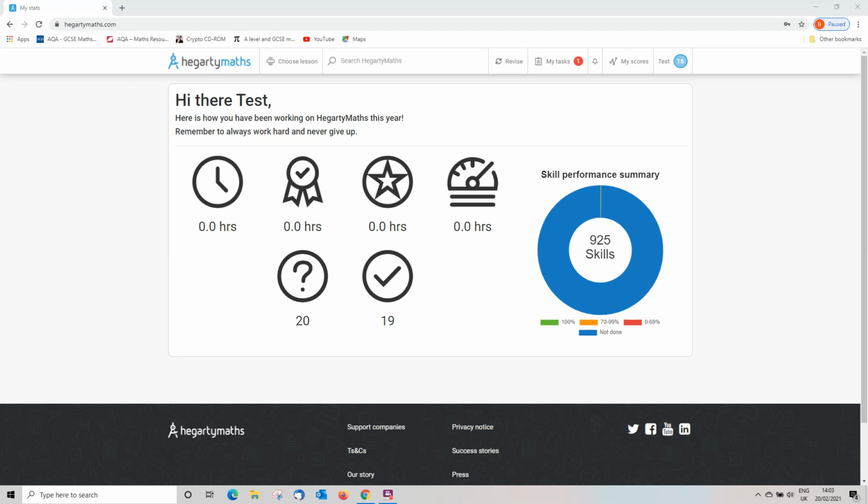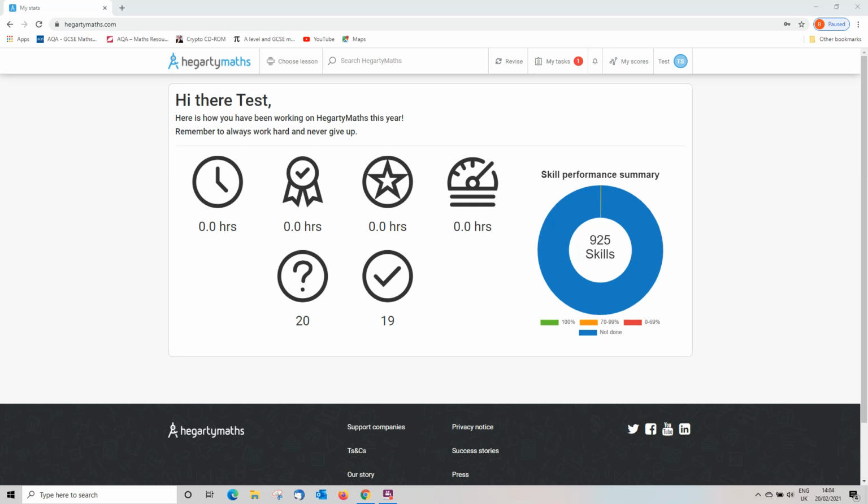When you log into Hegarty Maths, this is the screen you'll see. It tells you how many hours, how many questions, etc. have been done. There are a total of 925 skills. These range from very basic up to almost A level, certainly further maths at GCSE level.